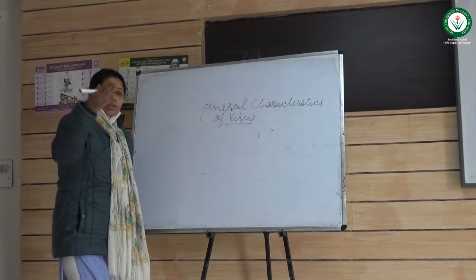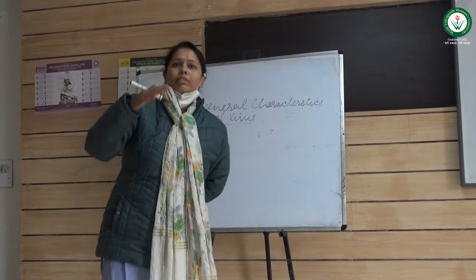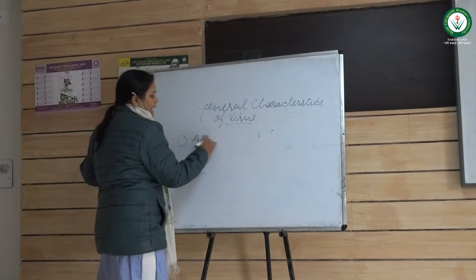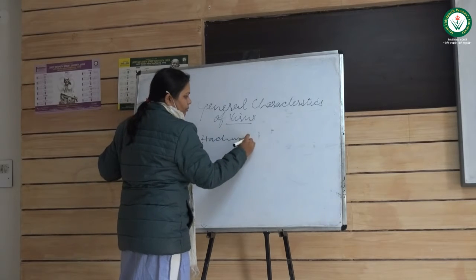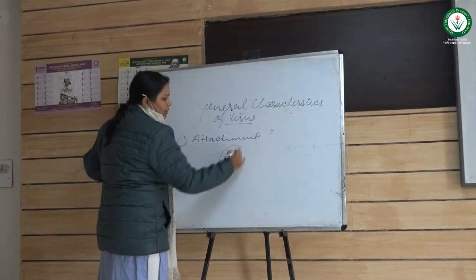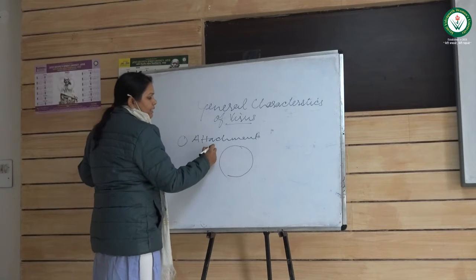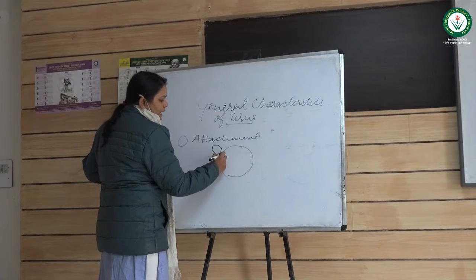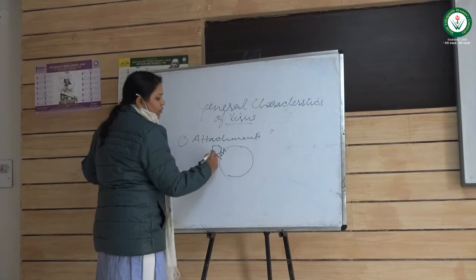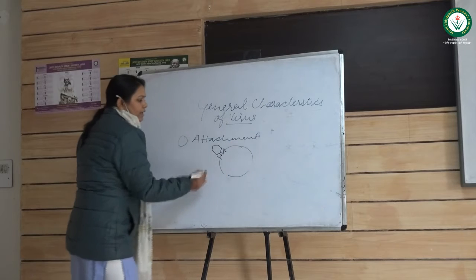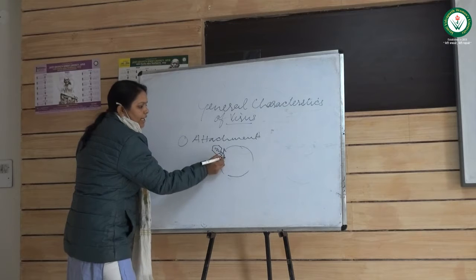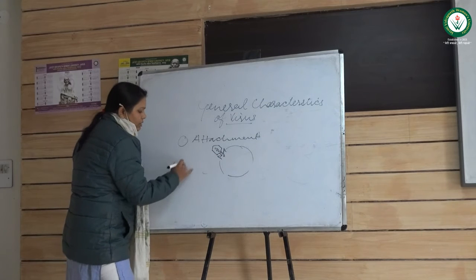They have a five-step series. First is attachment. They attach to the host cell. This is a host cell and this is a virus, which has a neck and tail fibers. First it attaches to the host cell, then it penetrates the genetic material inside the host cell.